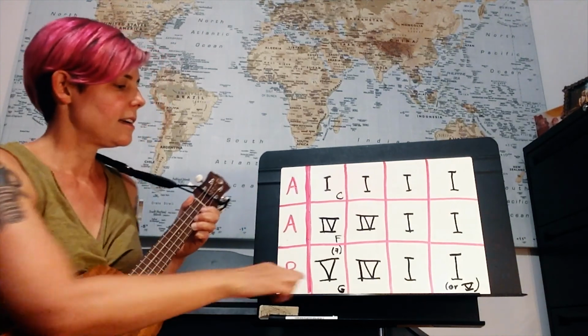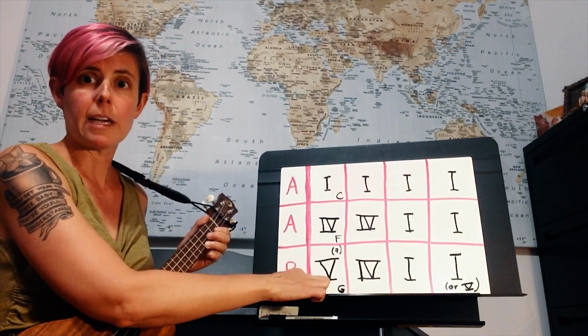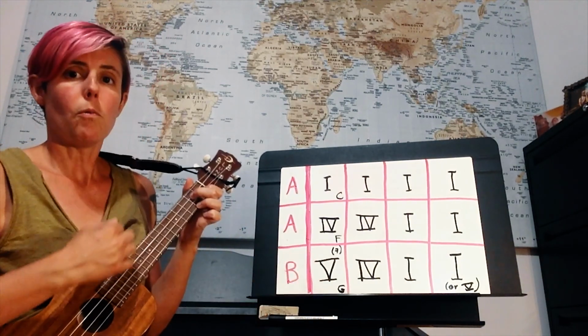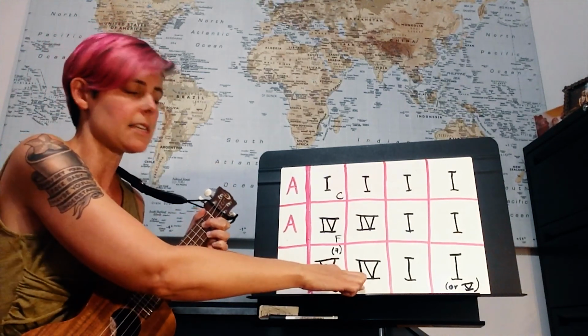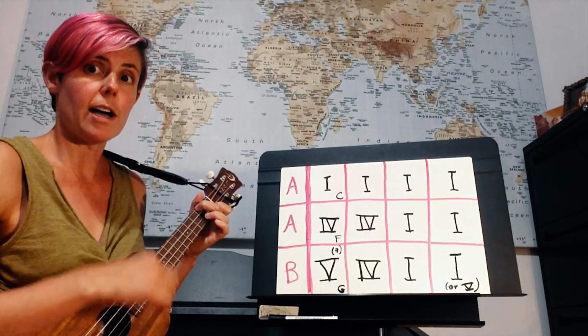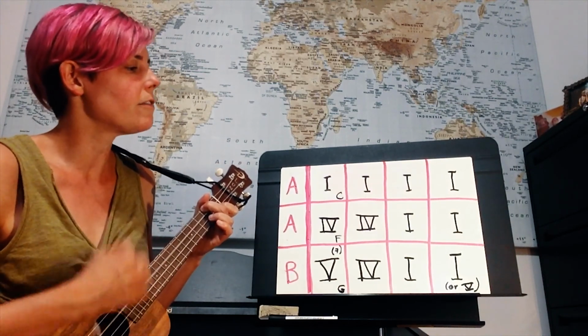Then the 3rd line is where I add my 5 chord, my G or G7. 1, 2, 3, 4. But just for 1 box. Then we go to 4. 1, 2, 3, 4.